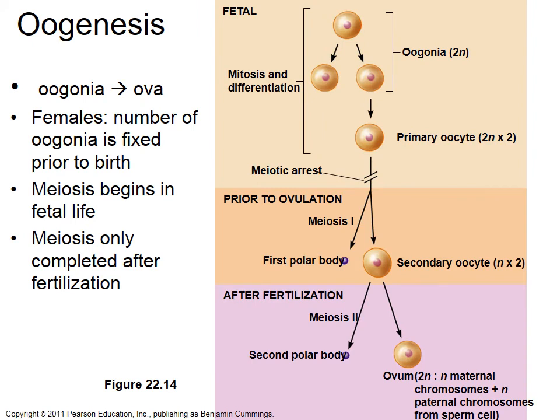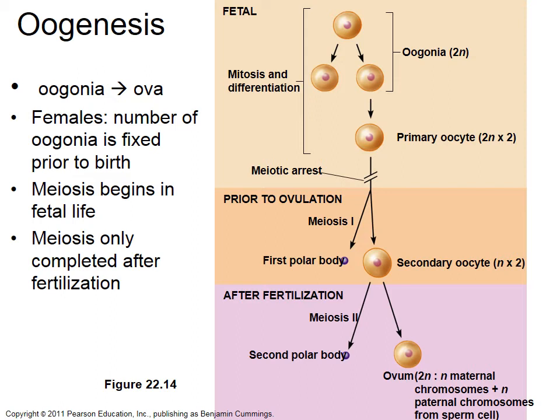Like the testes in males, oogenesis occurs in the ovaries of females. During fetal development, this is the big difference between males and females. This is only going to occur during fetal development. Oogonia replicate and differentiate via mitosis. In males, spermatogonia throughout the male's lifespan will replicate and differentiate by mitosis, but this only happens during fetal development in females.